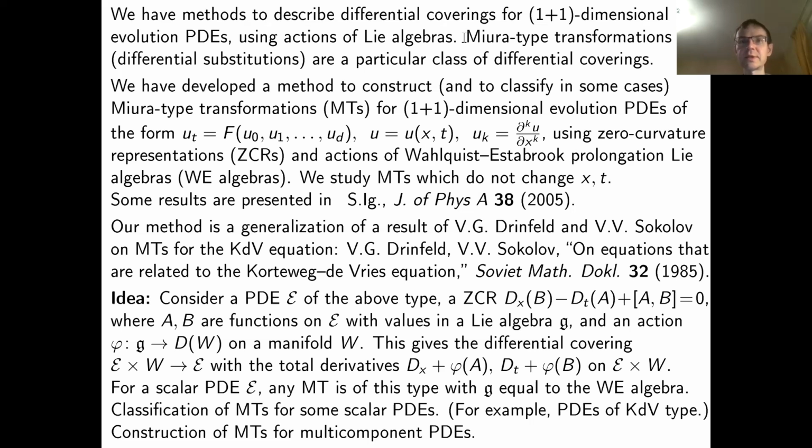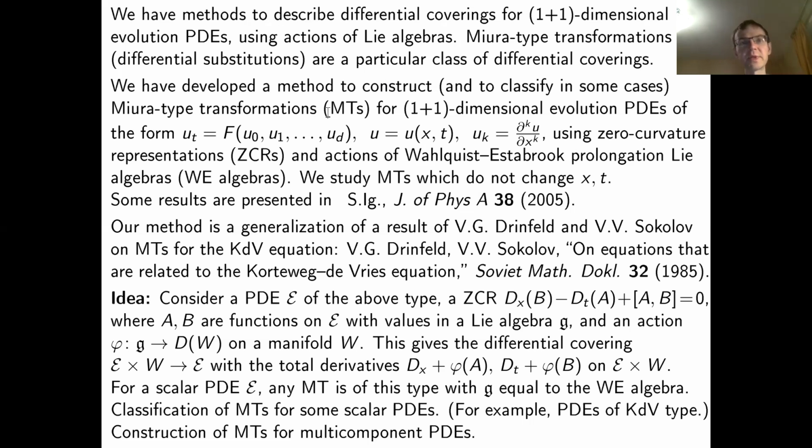So Miura type transformations, also called differential substitutions, are a particular class of differential coverings. We have seen an example in the very beginning. The classical Miura transformation from MKdV to KdV is a Miura type transformation. So we have a general strategy to describe differential coverings by means of actions of Lie algebras. One can ask what can be done for the particular class of Miura type coverings.